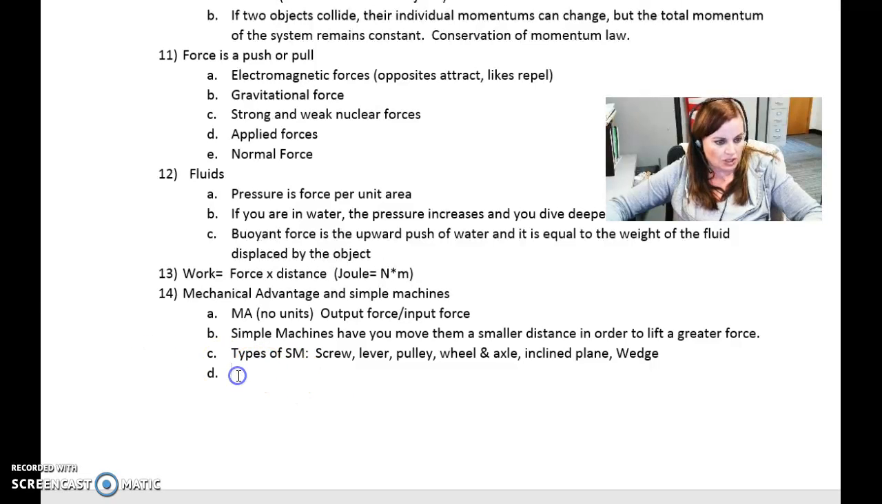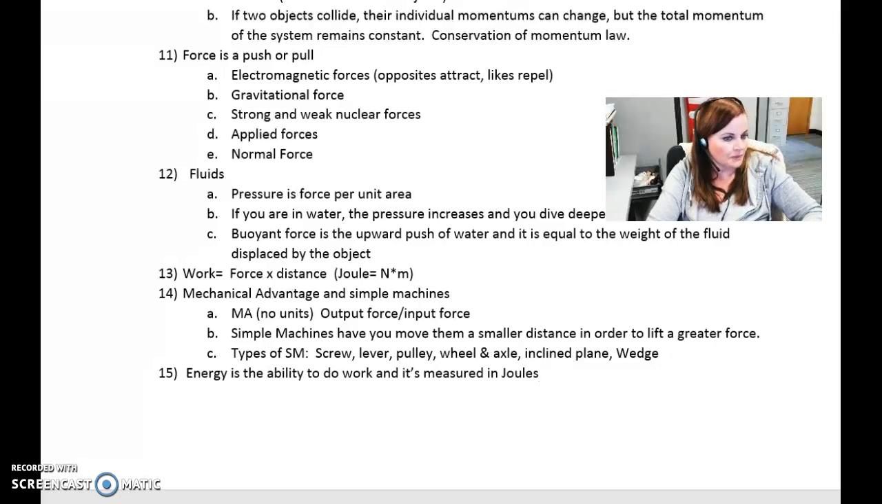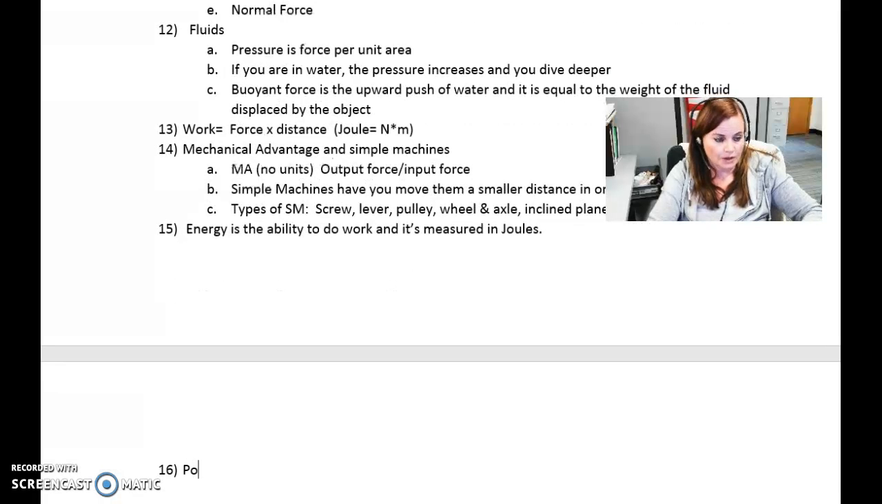So then we looked at energy, right? Because remember, energy is just the ability to do work. Energy is the ability to do work, and it's measured in joules also, right? We looked at just two main types of energy, potential energy and kinetic energy, and they're both types of gravitational energy, okay?